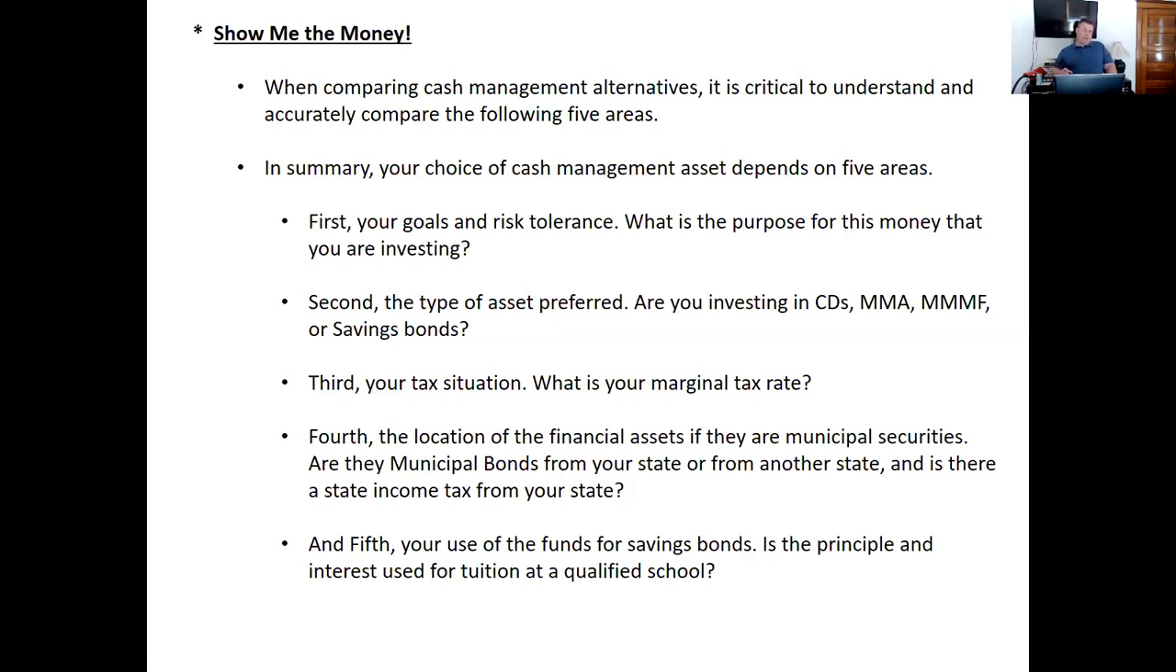Is the principal and interest going to be used for tuition at a qualified school, college, university? If it is, you can write it off. And so you get a tax benefit, a tax advantage from that. So these are the things that we need to think about when comparing these cash management alternatives. And it's critical to understand and accurately compare those 5 areas in making that determination.